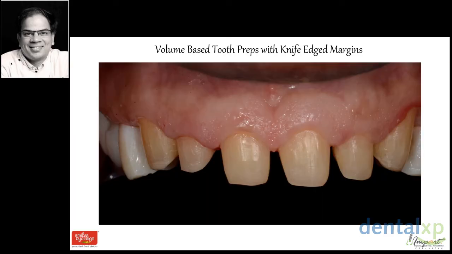When I finish my preps, I am going to leave a knife edge margin, sort of a vertical prep. That's the term which has become famous nowadays, but we've been doing this for decades, and these are knife edge margins on lithium disilicate crowns. They work very well and allow us to get a good biologic integration of the restoration with the periodontium.